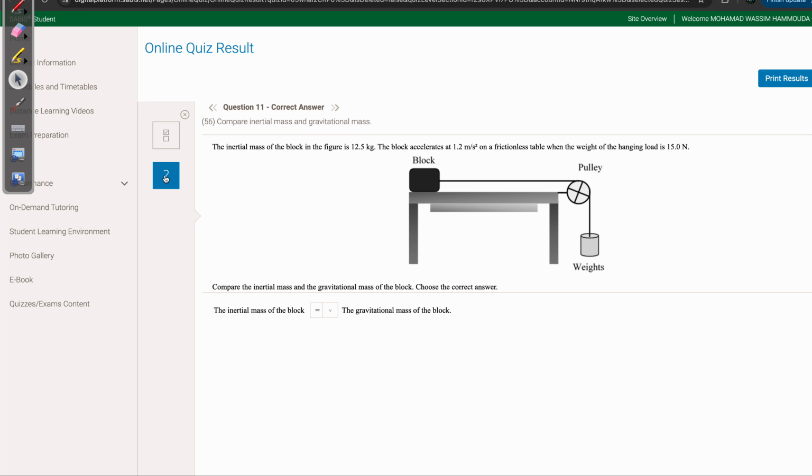The inertial mass of the block in the figure is 12.5 kilogram. Here, let's just get to the question. The inertial mass of the block is equal to the gravitational mass of the block. It doesn't matter what, when, where, any number. Whether it be a million or 0.0001, the inertial mass of the block will always be equal to the gravitational mass of the block. They're the same thing.